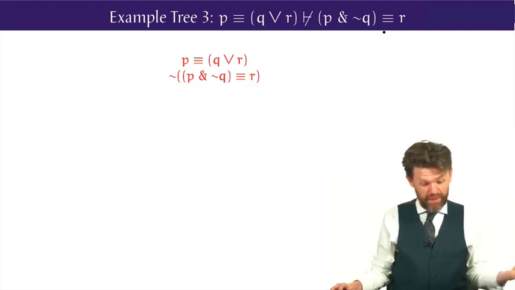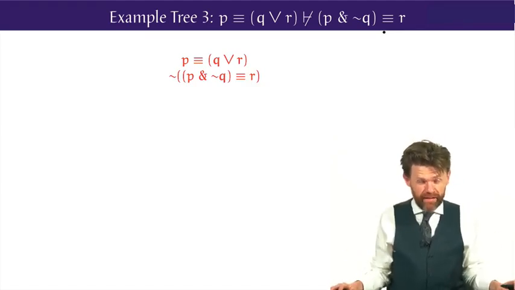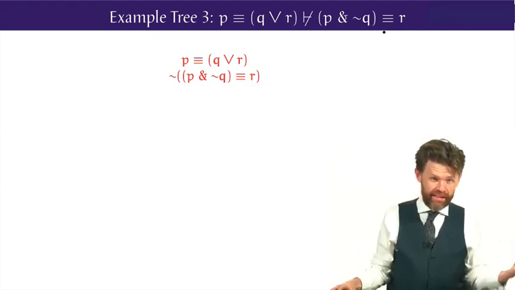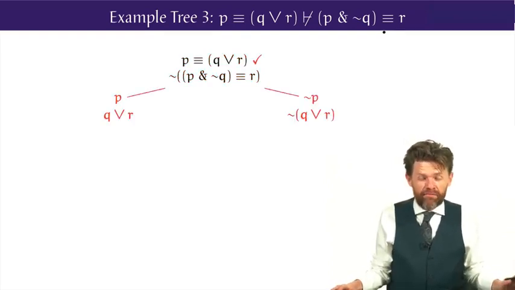Again, with this tree, I write down the premise and the negation of the conclusion. Now, a biconditional, when I process it, branches. A negated biconditional, when I process it, branches. So I'm going to have branches either way we go. So here it is. The premise, P if and only if Q or R, when I process it, produces these two branches: one where P and Q or R are both true, and the other where P and Q or R are both false. So I write down their negations.